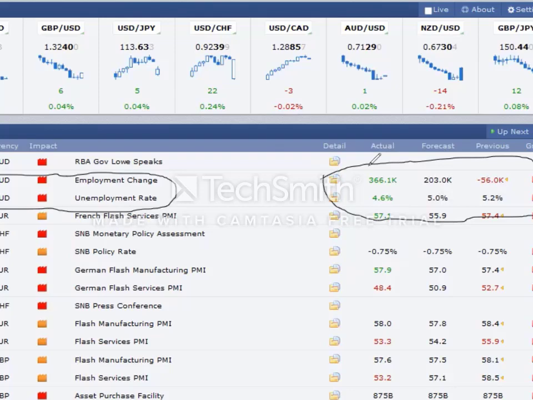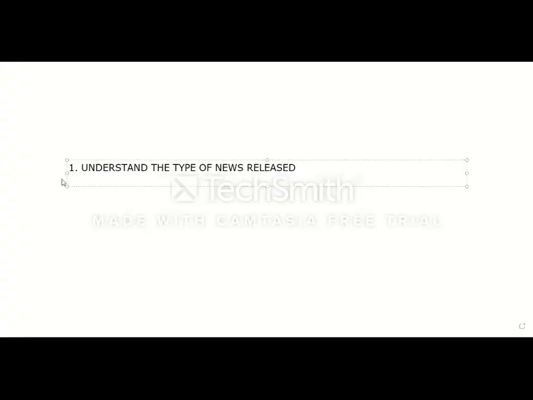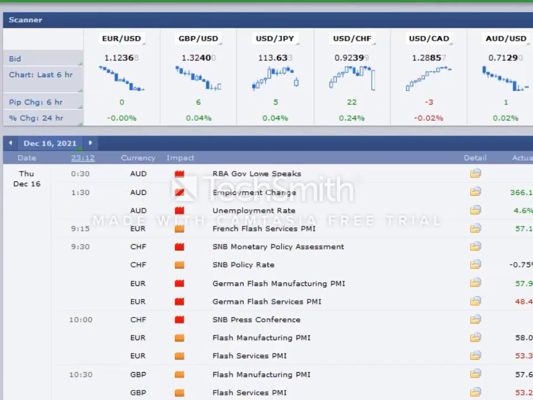So what is this? How would I correlate these figures to my technical analysis? The first thing to do is understand the news release. What do I mean by understanding the news release? Let's take an example using Australian dollar employment change. What this is telling us is that we are expecting news to be dropped on the employment change involving the Australian dollar by 1:30 p.m. GMT +1.